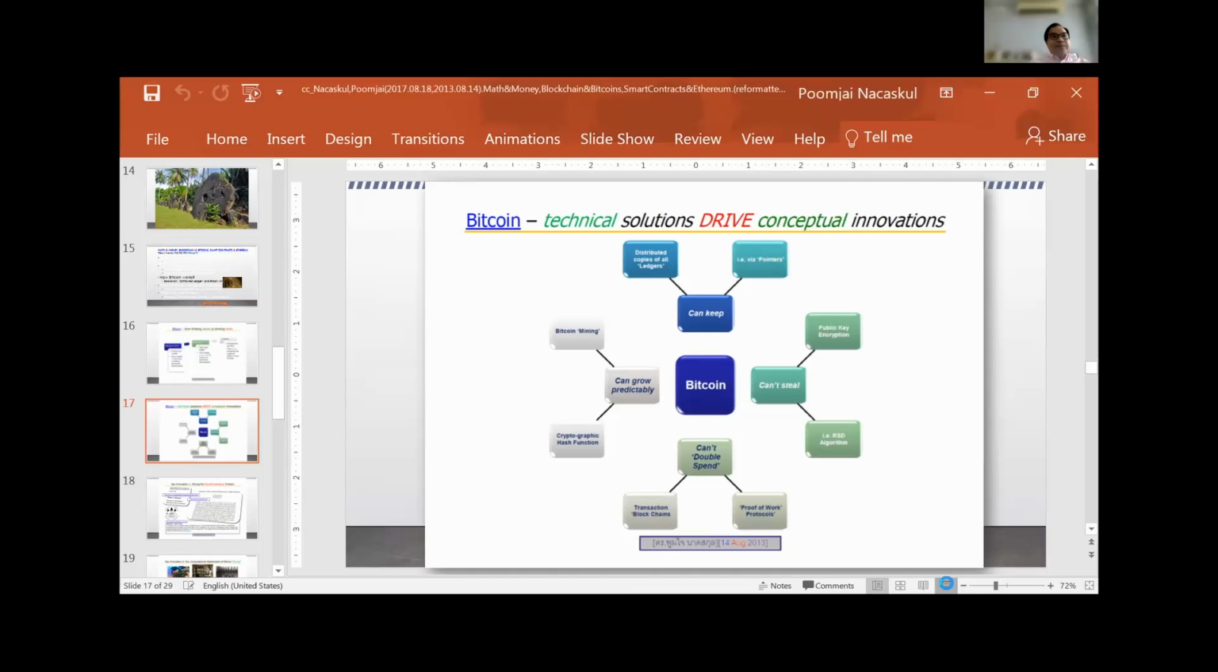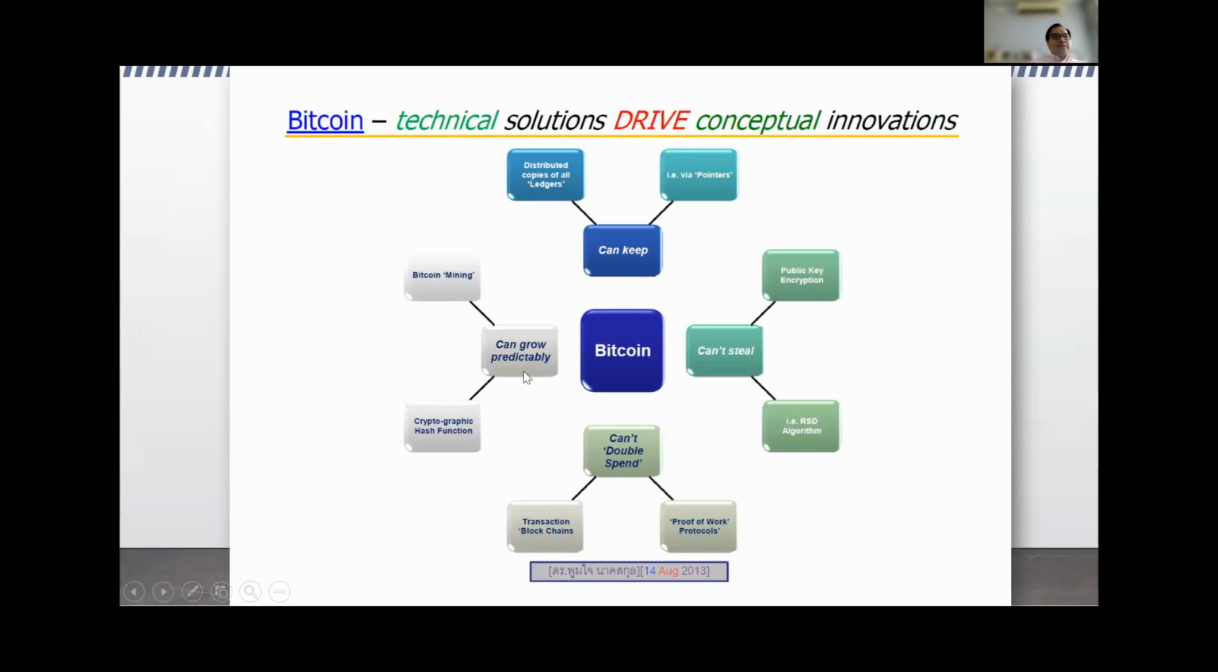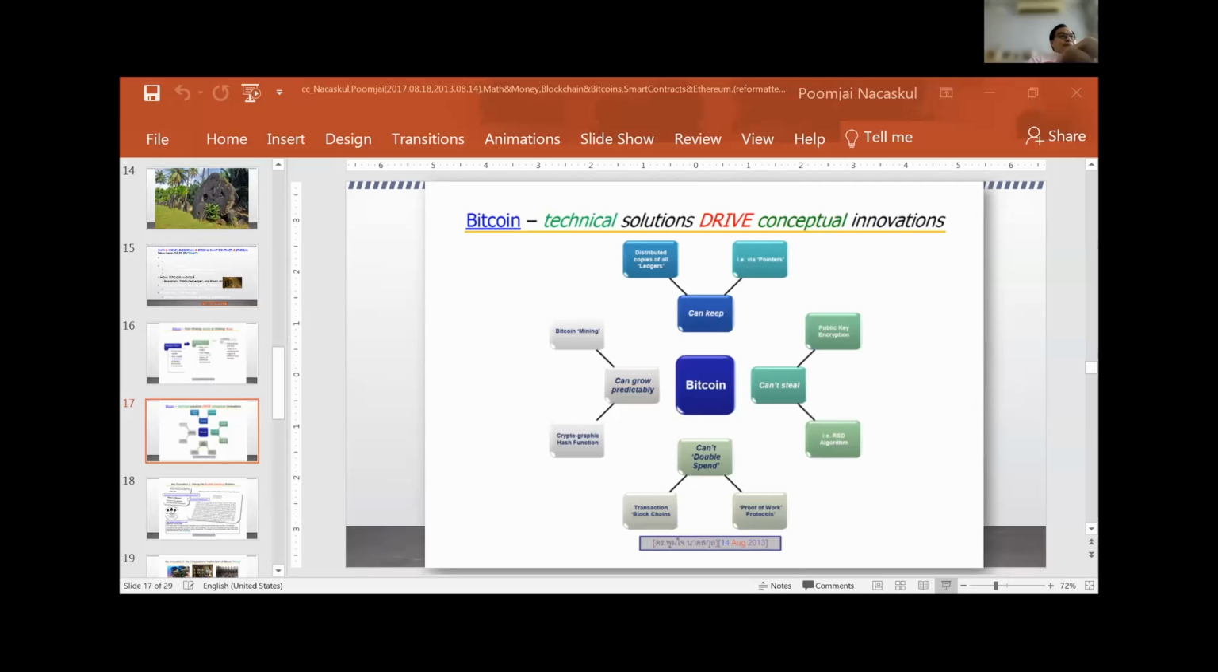What it means is this. When you go to this slide, predictably grow, that's the key word. Right now, let's say the Thai baht grows in proportion to the Thai economy. That proportionality is not deterministic. That proportionality is managed by the Bank of Thailand.